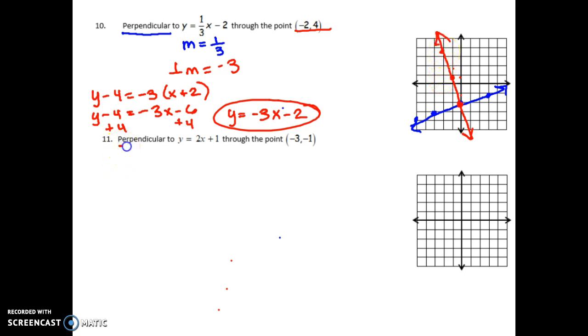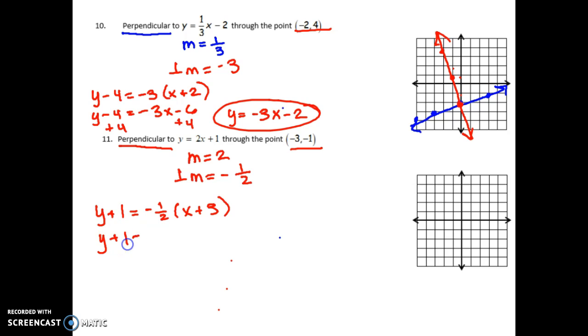Okay, next one is perpendicular. Again, my slope is 2, so my perpendicular slope is going to be negative 1/2. I'm going to use this point. So y plus 1 is equal to negative 1/2 times x plus 3. I'm going to distribute: y plus 1 is equal to negative 1/2 x minus 3/2. When I subtract 1 from both sides, I'm actually subtracting 2/2. So I end up with y is equal to negative 1/2 x minus 5/2.